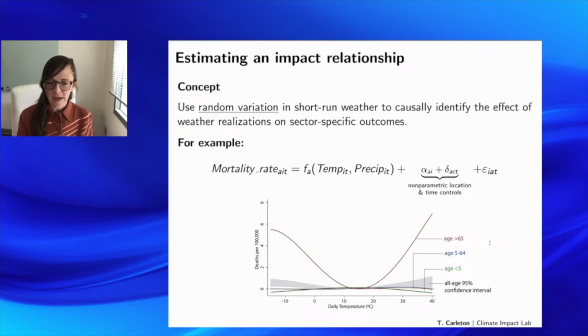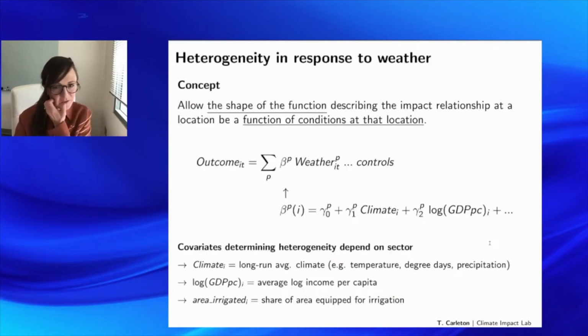So this gives us an average sense of vulnerability, but what I've been talking about a lot is the importance of characterizing inequality and also characterizing adaptation, and that type of average dose response function ignores the fact that different populations are very differentially vulnerable. So we build on this model to allow the shape of that curve to itself depend on conditions in a given location.